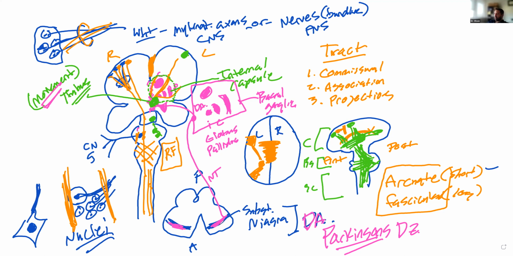So if you have a decrease of dopamine within the substantia nigra, then you are going to have a decrease of dopamine within this pathway and ultimately a decrease in movement. That's a very oversimplified, very basic description of what Parkinson's disease is.